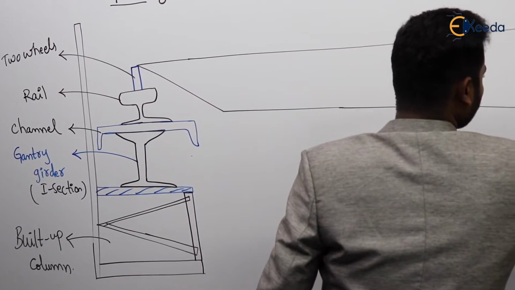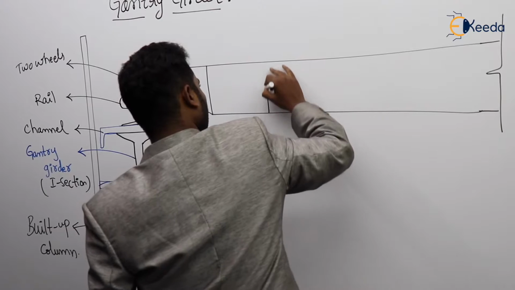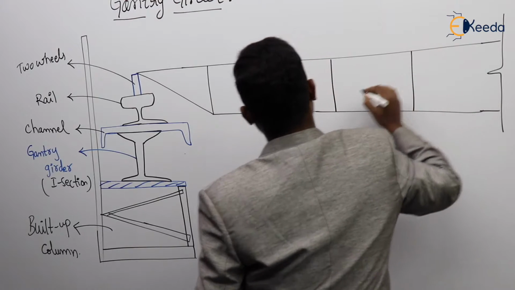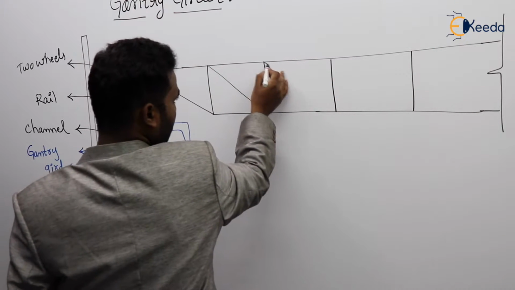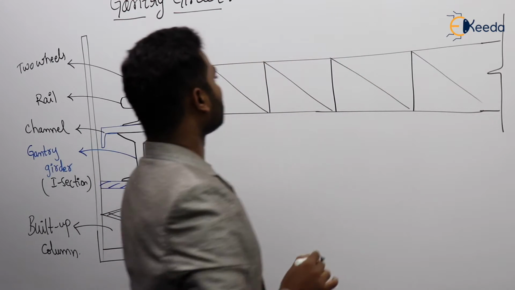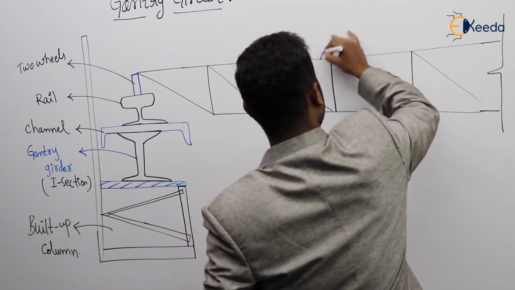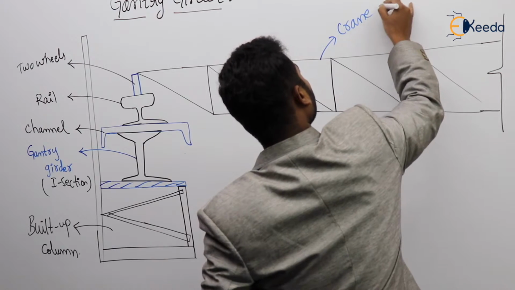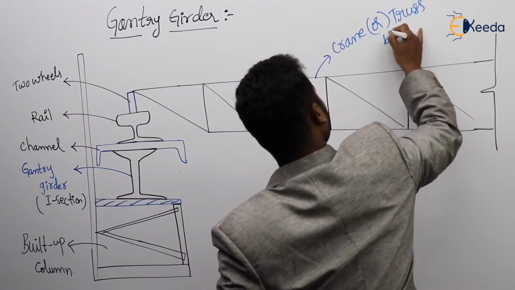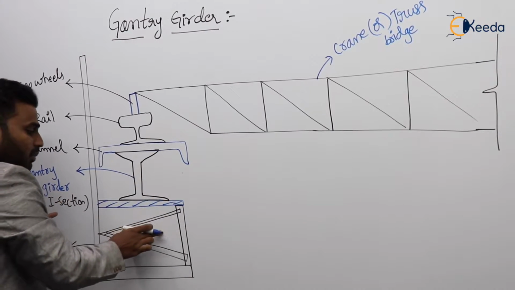So the length continues. So this is the truss or crane bridge. Clear? So this is the truss bridge. So this is crane or truss bridge. So now similar type of arrangement, that is built up column.